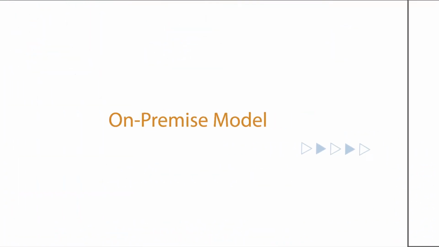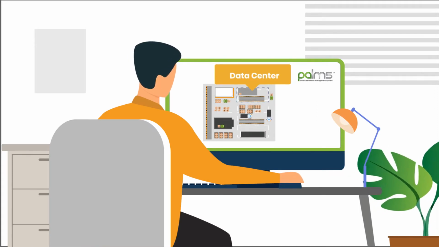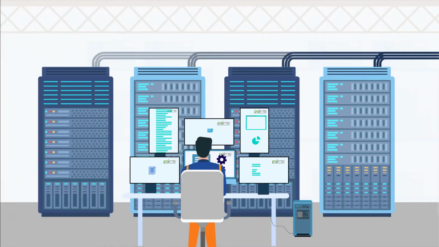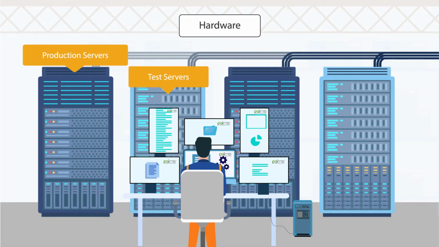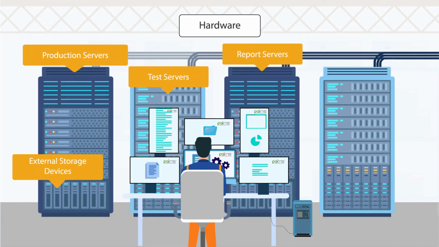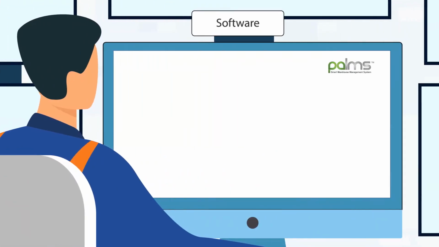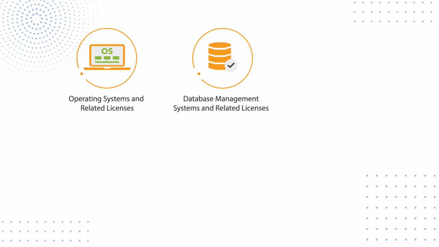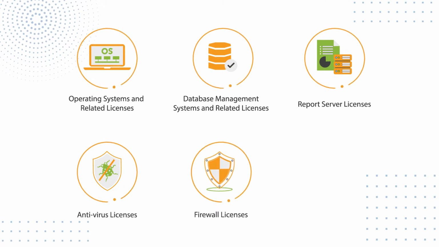On-premise model. John understands that in an on-premise model, he is responsible for the procurement and maintenance of the infrastructure to host the WMS application. He identifies the different hardware and software platforms that are required to host the WMS. They are hardware for production servers, test servers, report servers, external storage devices, and backup devices for disaster management and mitigation. Software: operating systems and related licenses, database management systems and related licenses, report server licenses, antivirus licenses, firewall licenses, and load balancers.